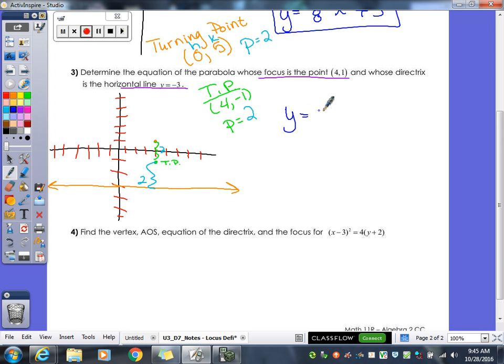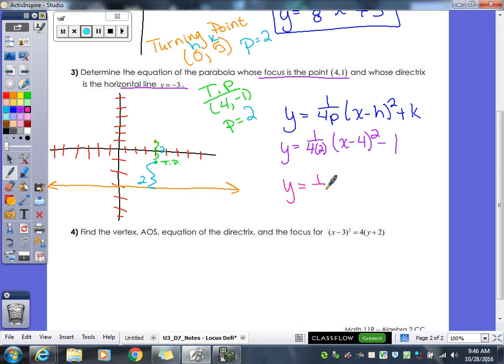So then using our definition, 1 over 4p times x minus h squared plus k. We'll plug in 1 over 4 times 2, x minus 4 squared minus 1. So just cleaning that up a little bit to get our final answer, it would be y equals 1/8 x minus 4 squared minus 1. And there's our locus definition.